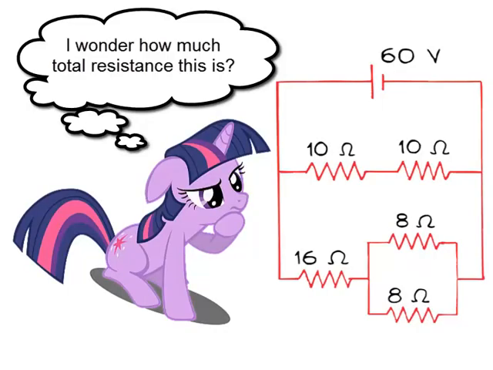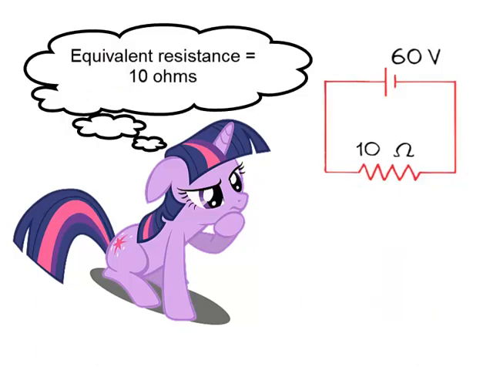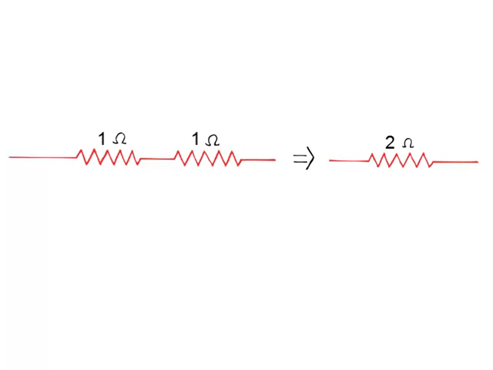Sometimes it's useful to know the equivalent resistance of a circuit that has several resistors in its network. The equivalent resistance is the value of the single resistor that would provide the same load to the battery or power source. The equivalent resistance of resistors connected in series is the sum of their values. For example, the equivalent resistance for a pair of 1 ohm resistors in series is simply 2 ohms.